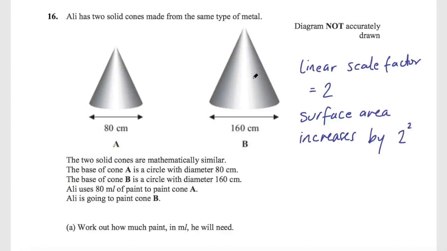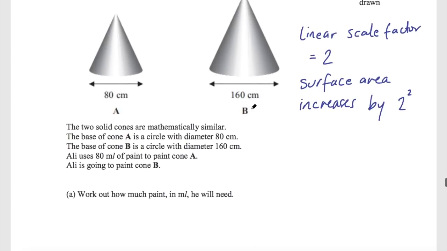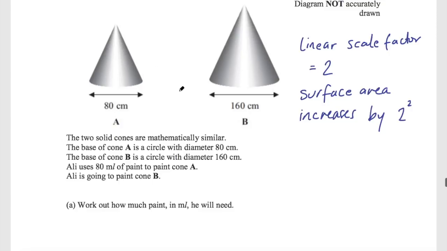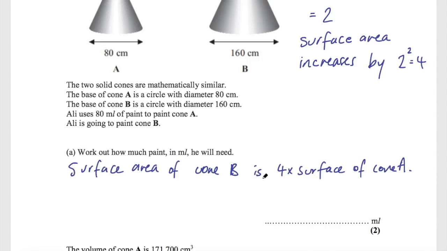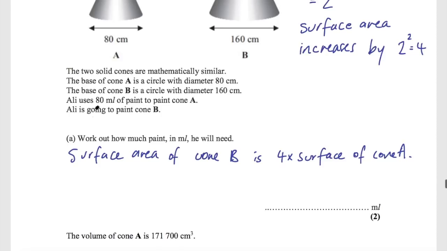So now we're talking about surface area, which is a two-dimensional area. So we square the linear scale factor. So we can say the surface area of cone B will be 2 squared, which equals 4. So it'll be 4 times the surface area of cone A. So we can say the surface area of cone B is 4 times the surface area of A, so we need 80 times 4, which is going to be 320 milliliters of paint for cone B. So we take the amount of paint we need for cone A, multiply that by 4, and we get the amount of paint we need for cone B.